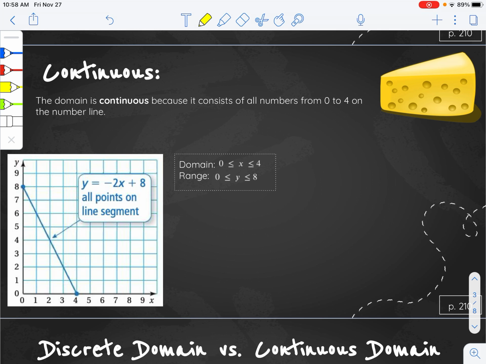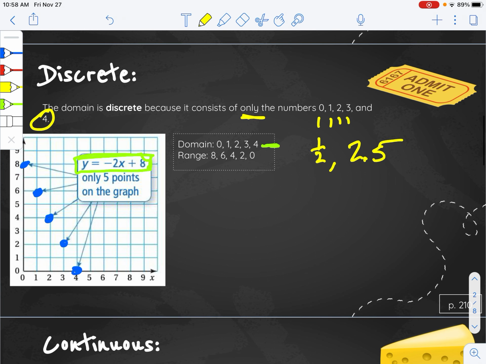Now, if we look at the idea of being continuous, the domain is continuous because it consists of all the numbers from 0 to 4 on the number line. So if we look at our graph, these points are connected. That means that every single little point in between is part of our domain and a part of our range.